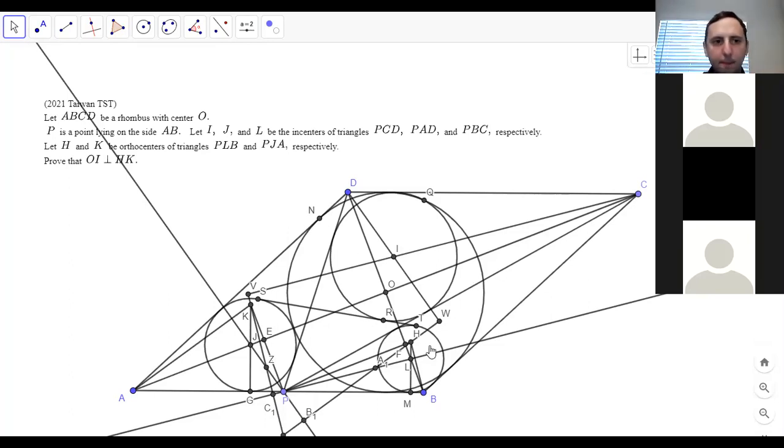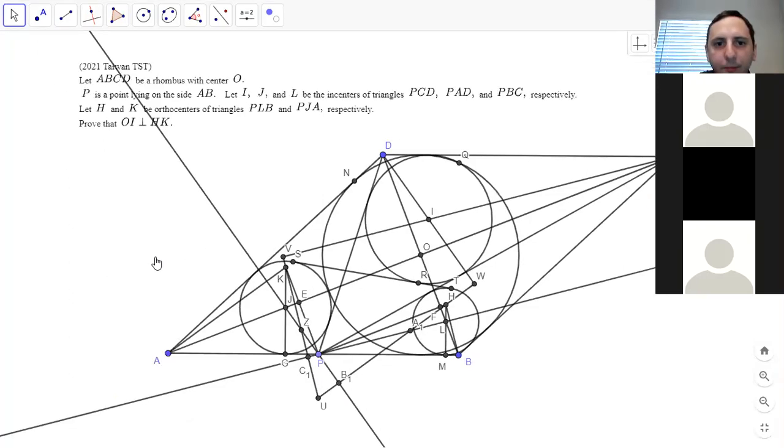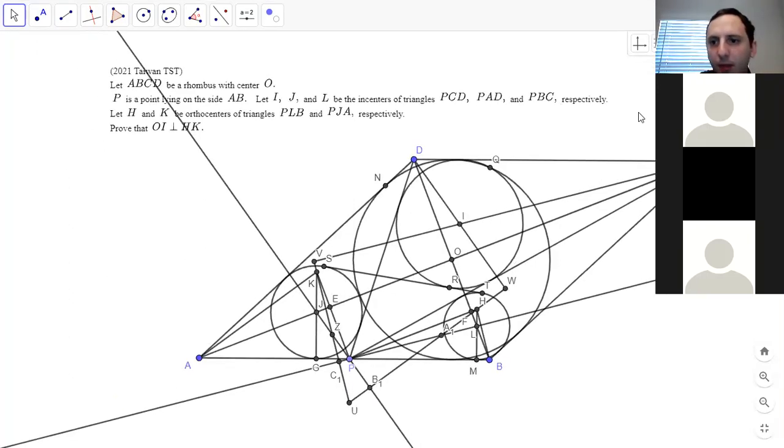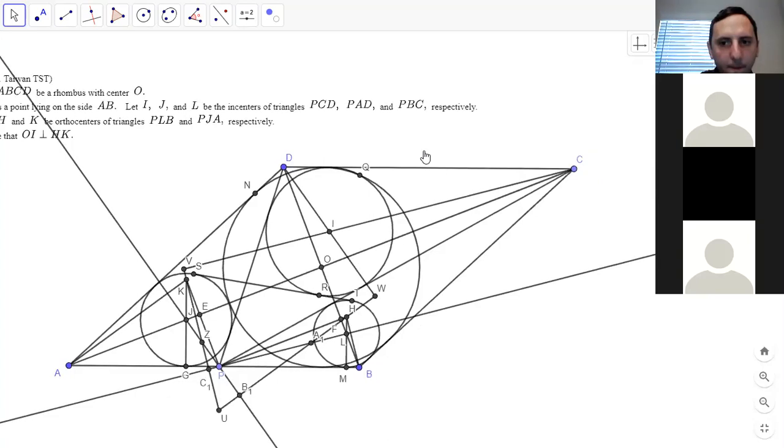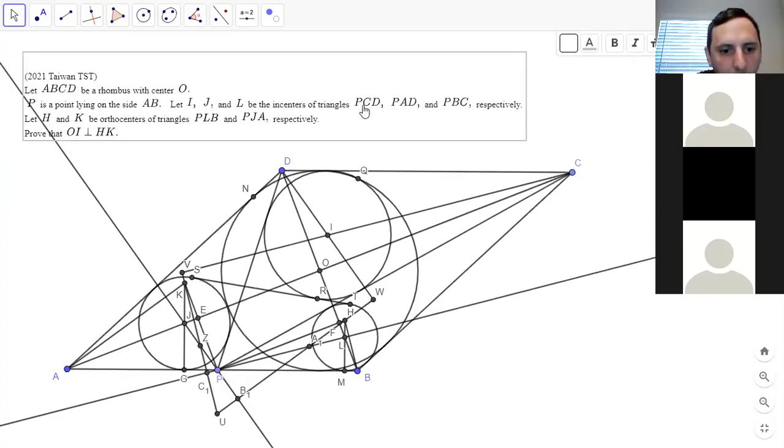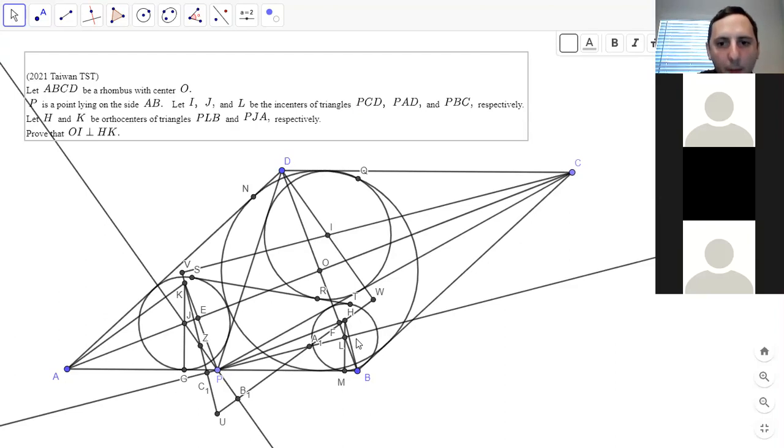I think I solved it. Okay. How did you solve it? I basically calculated the angle BIC and JPL, and it turns out that they're equal. So we have JP parallel to DI and LP parallel to CI.